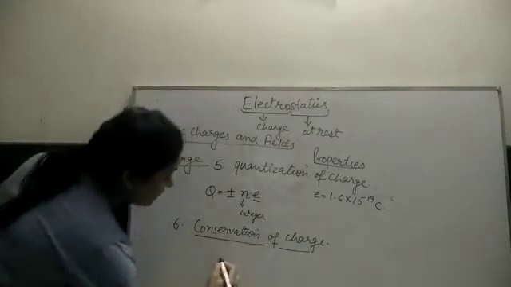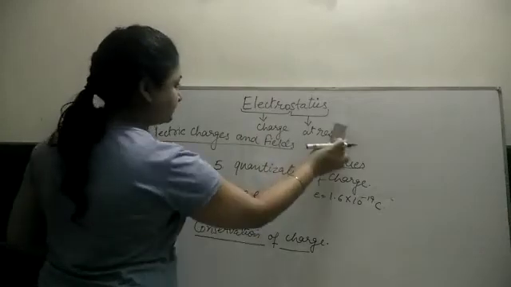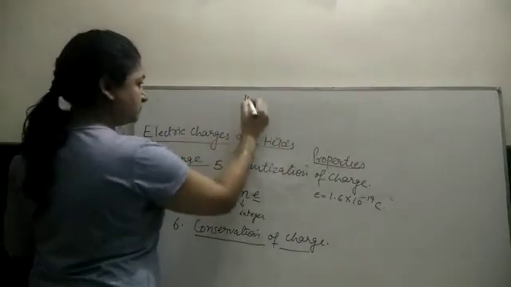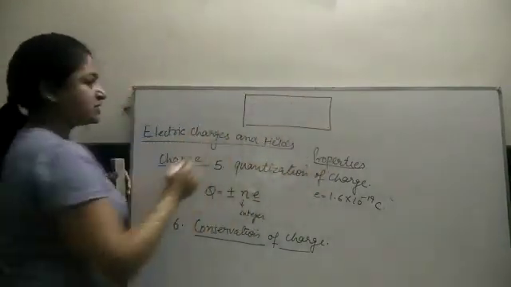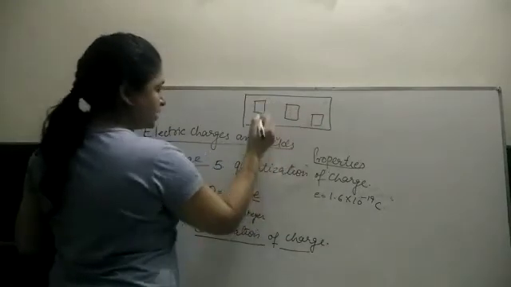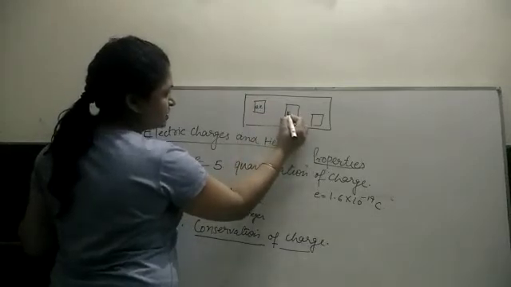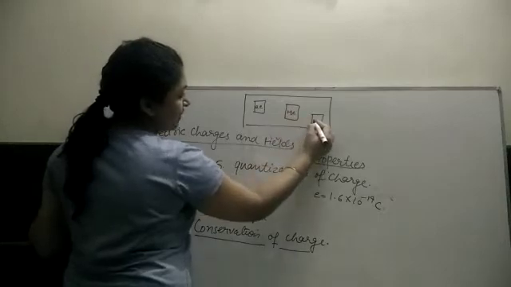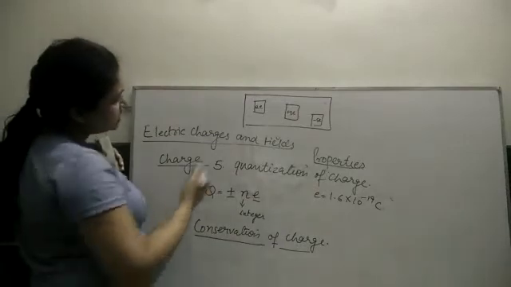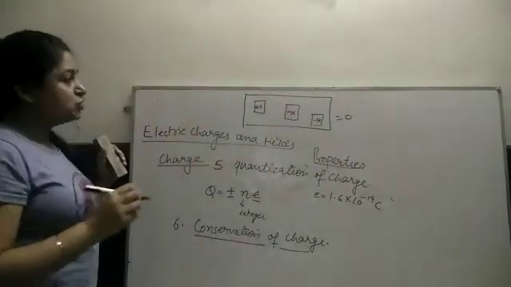For example, I am having this isolated system. I am drawing here. Let us consider this is an isolated system, and for example, it is having 3 objects. It is having 2 electronic charge, plus 2e. It is having plus 3 electronic charge, and this is having minus 5 electronic charge. So we can say that the total charge of this isolated system is 2 plus 3, 5, minus 5, that is 0. So this isolated system is neutral.